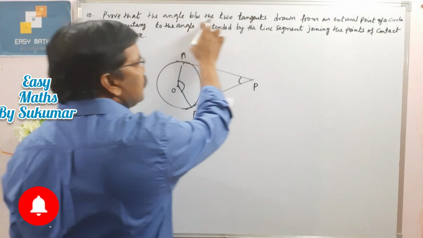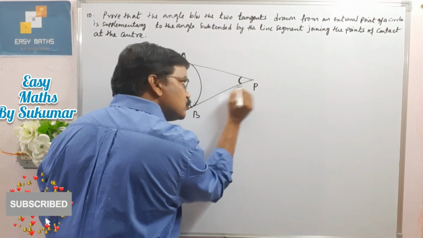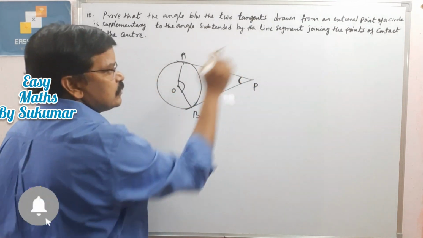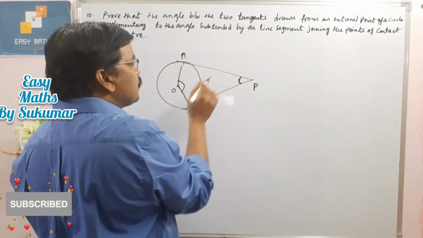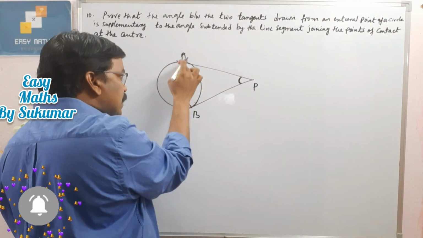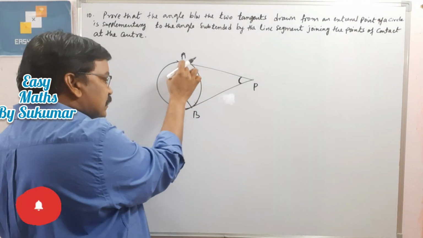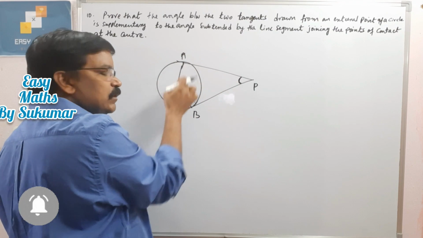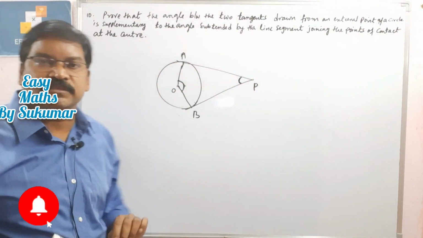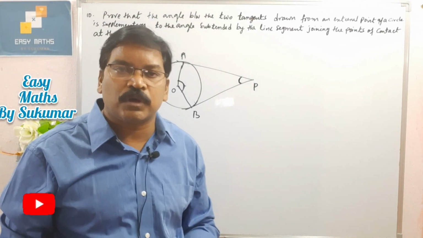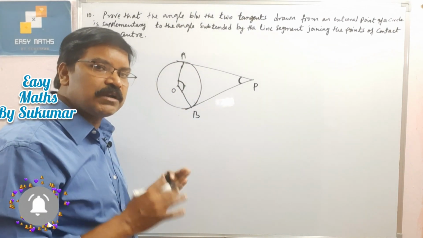The angle between the two tangents drawn from an external point of a circle is supplementary to the angle subtended by the line segments joining the points of contact. A and B are the points of contact. This is the angle. So these two angles are what? Supplementary. Supplementary means what? 180 degrees. The sum of their angles must be equal to 180 degrees.